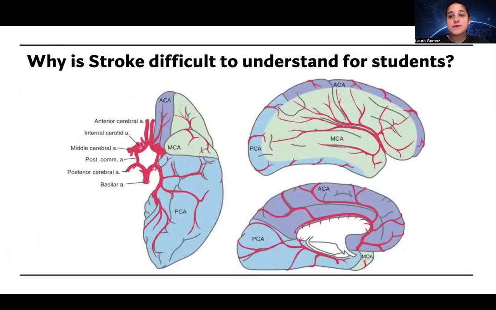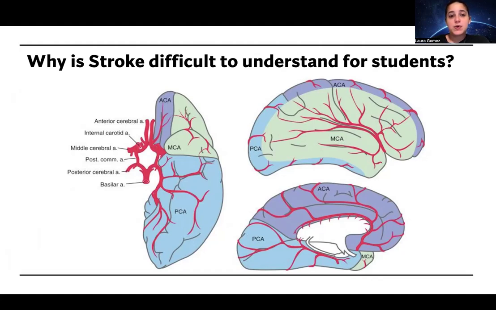Then we have the different types of stroke. So why is stroke difficult to understand for some students? Strokes can happen in different locations of the brain. As we see in the picture, we have the middle cerebral artery strokes, which are shown here in the green area. Patients that suffer from this type of stroke will present with contralateral hemiplegia, aphasia, homonymous hemianopsia, dysarthria, and overall weakness.